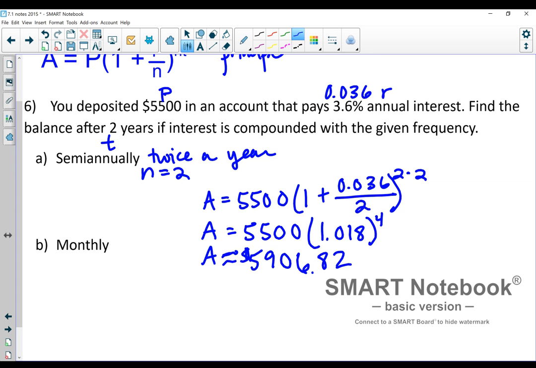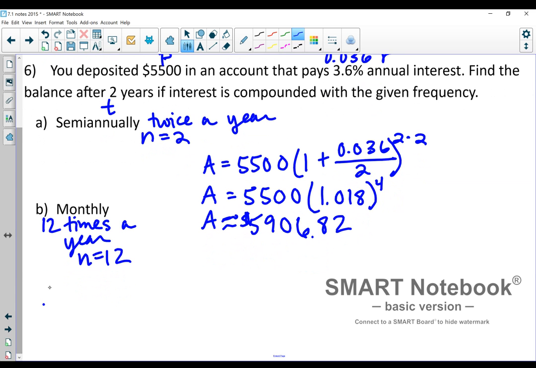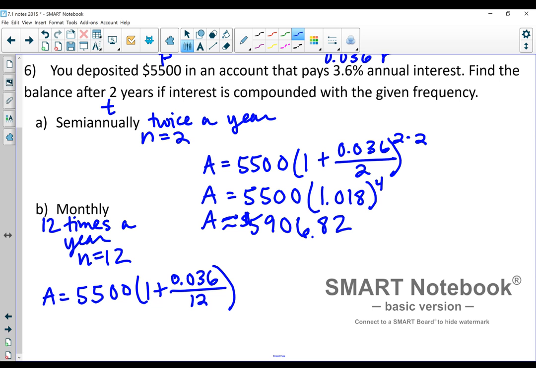So we're using the same P, R, and T for the second part, but now we're looking at the interest being compounded monthly. So monthly means 12 times a year. And so n is 12. So A equals 5500 times 1 plus 0.036. All of this is still the same, but now my n instead is 12. And then nt will be 12 times 2.